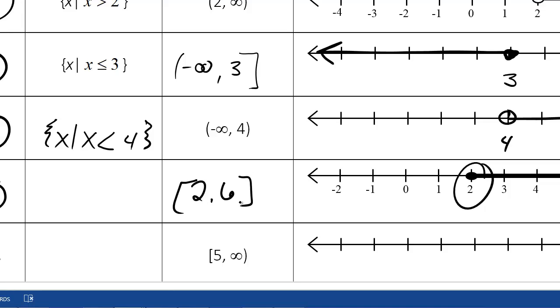Now convert that into set notation. So we're going to have our opening brace, x such that, and then when we have two numbers, not infinity, we're going to start with our first number, 2. And then since this is a bracket, we're going to use a less than or equal to sign, and then x. And then, we have our bracket, so it's going to be a less than or equal to sign, and then 6, close brace. And that's your set notation.